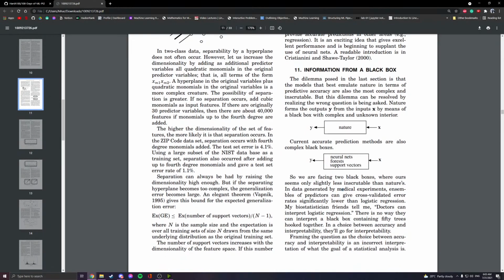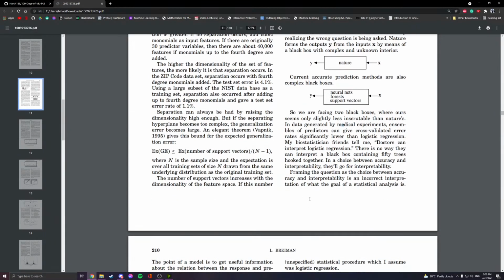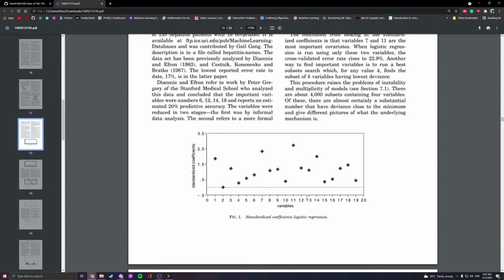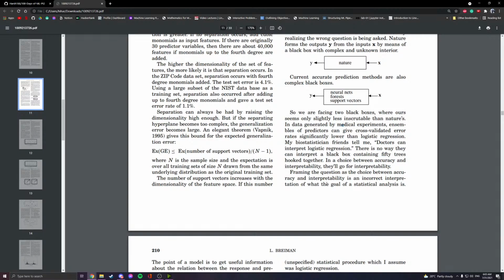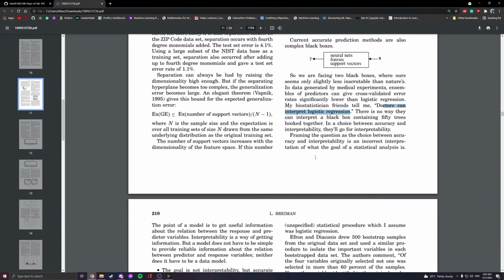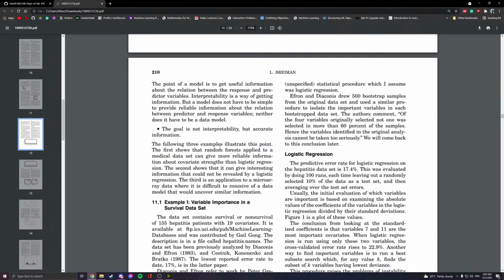So, for example, he takes one of his projects. He describes two different projects in the section, but both of them are medically related. For the first one, he talks about how he used logistic regression and that doctors could easily interpret it because of the simplicity of the model. However, when he used forests, it's not easily interpretable anymore due to its complex structure.